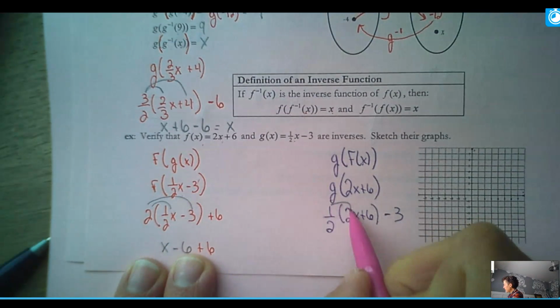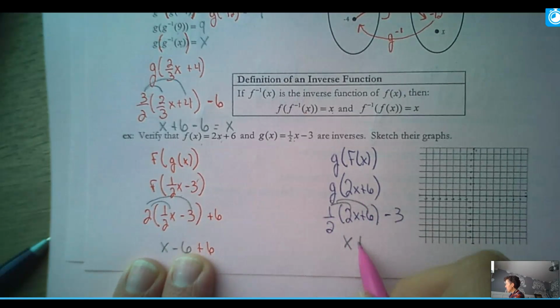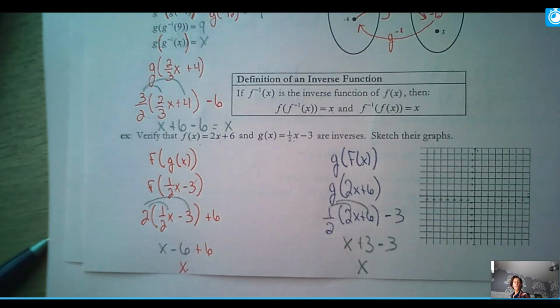So I'm going to distribute again. So 1/2 of 2 is x, 1/2 of 6 is 3, and then when I subtract, I get just x. So the fact that I did this twice and that in both situations I got x at the end means that these are inverses of each other.